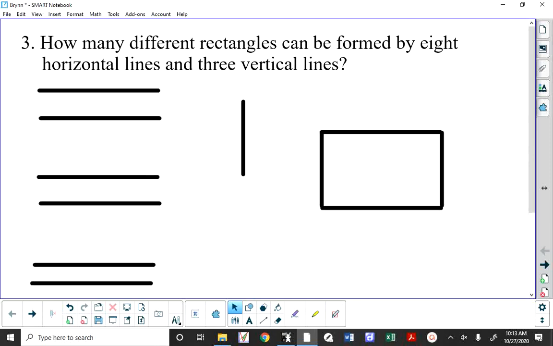And what that means ultimately is of the 8 horizontal lines, you need to choose 2 of them to form the long sides of the rectangle, the way I've drawn it. And of the 3 vertical lines, you need to choose 2 of them. So 8 choose 2 multiplied by 3 choose 2 is going to give you the answer to this first question that you asked about.